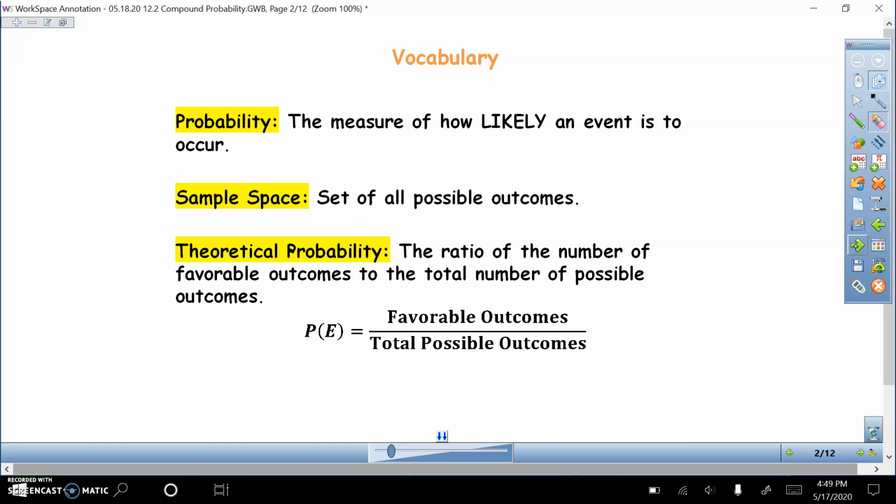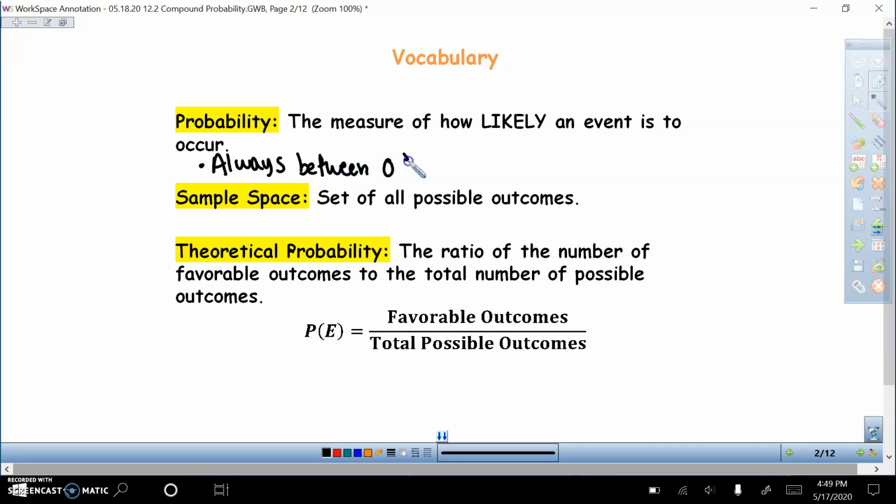So when you wake up in the morning and you check the weather report and you see that there's a 30% chance of rain, that's a fairly unlikely event. But you would never ever see that there's a 120% chance of rain or a negative 10% chance of rain. So one of the things we need to pay attention to is that probability is always between 0 and 1. Or you can think about it in terms of percentage, 0% and 100%.